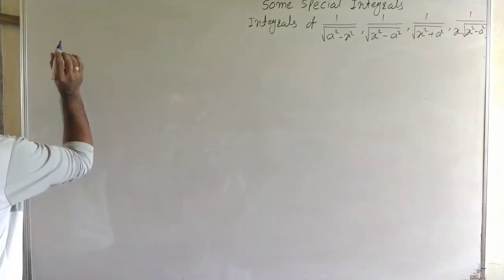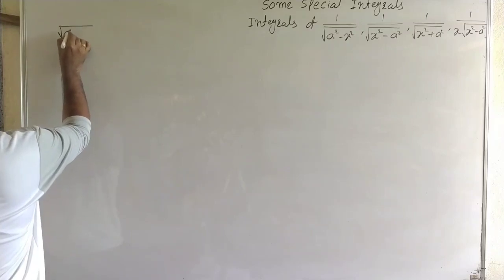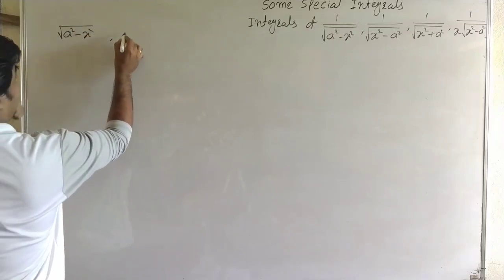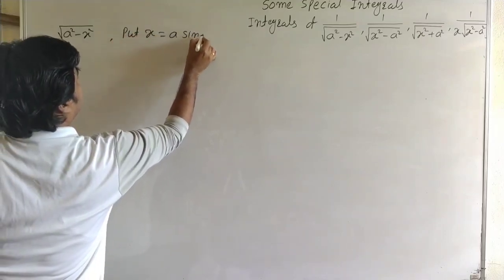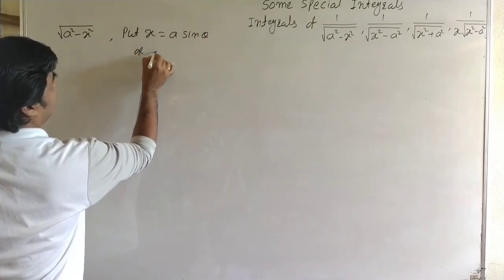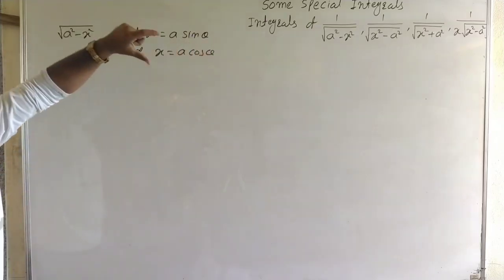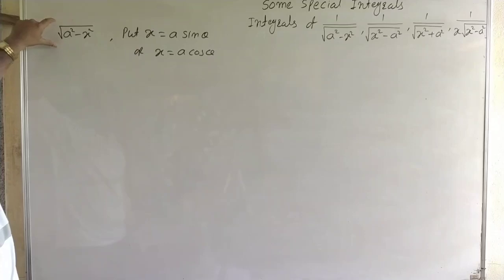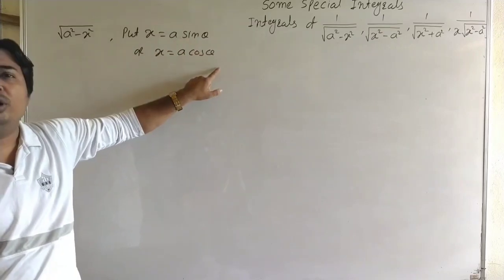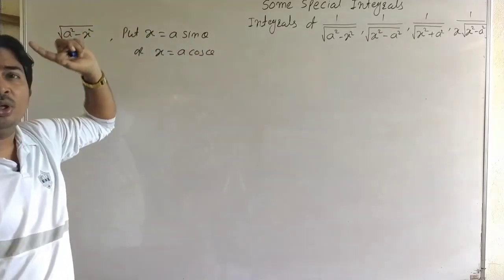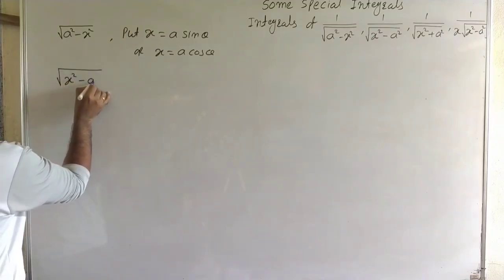Here the special substitution, see carefully. If the function is under root of a square minus x square, then put x is equal to a sin theta or x is equal to a cos theta, okay. These are the special substitutions. When in the integral we see under root of a square minus x square, then substitute x is equal to a sin theta or x is equal to a cos theta, but we generally substitute x is equal to a sin theta.